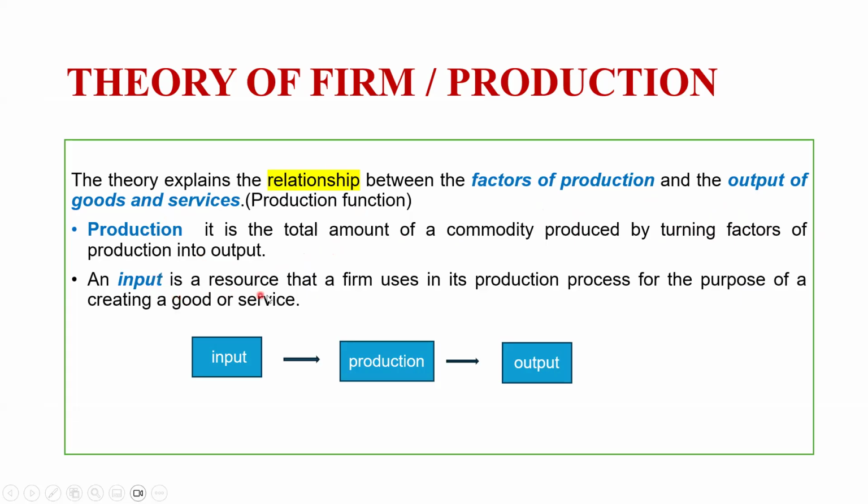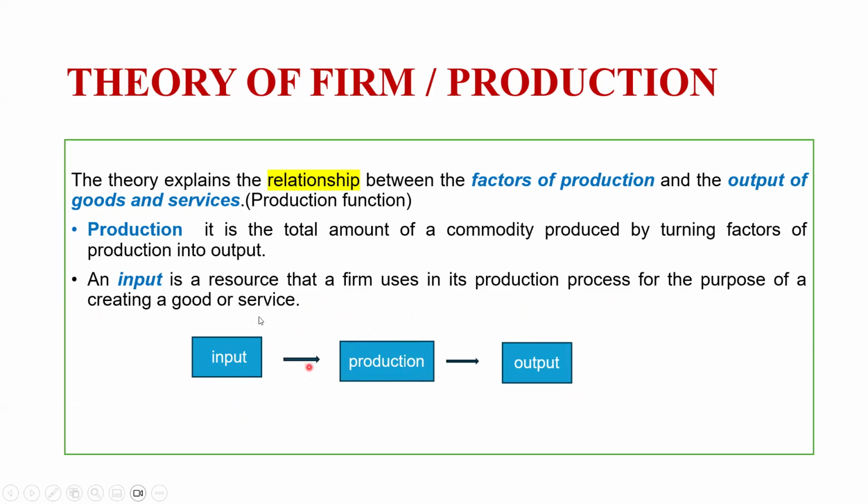So the input is a resource that a firm uses in its production processes for the purpose of creating a good or service. So your input is what you put in the production process in order to get what? To get the final product, which is your output. So what you put in here, the resources that you use in your production process in order to get the final product, which is your output. That is called the input.